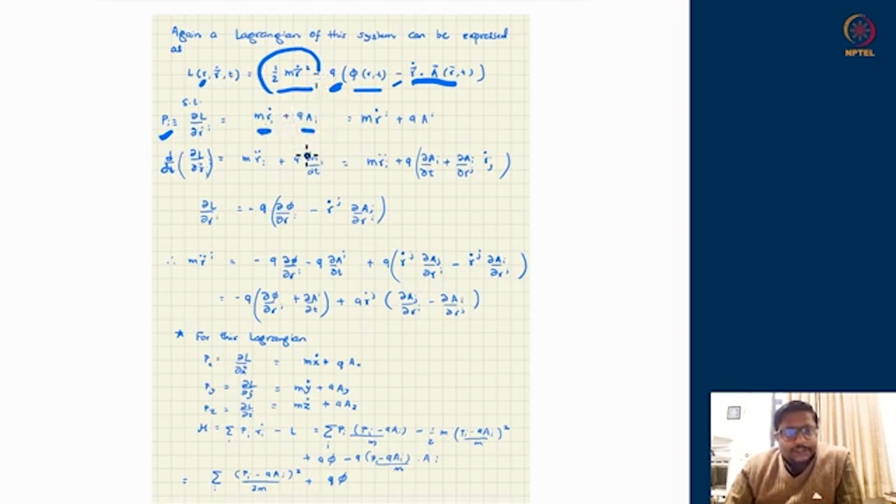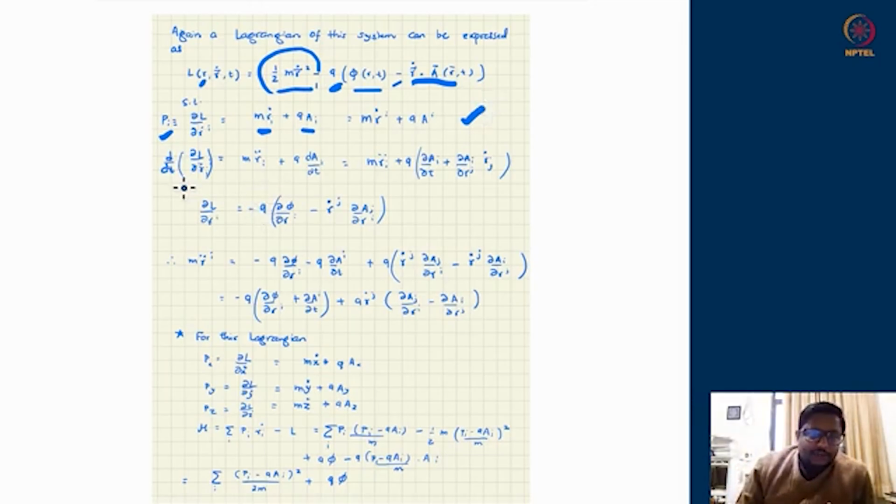Overall there will be a plus. So I will have M Ri dot plus Q Ai. That would be the conjugate momenta conjugate to Ri. Okay, now the equation of motion will be obtained from the Euler-Lagrange equation, which is del t of the momenta, so del t of del L upon del Ri dot. Take the time derivative of this equation over here.